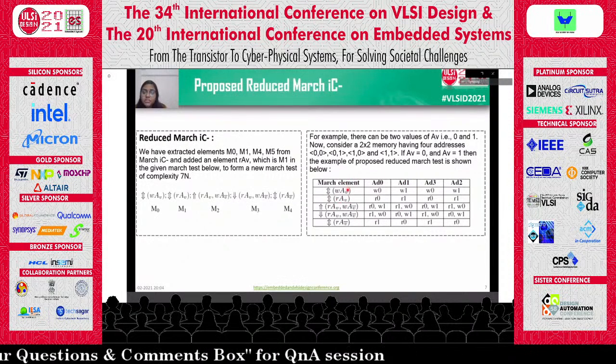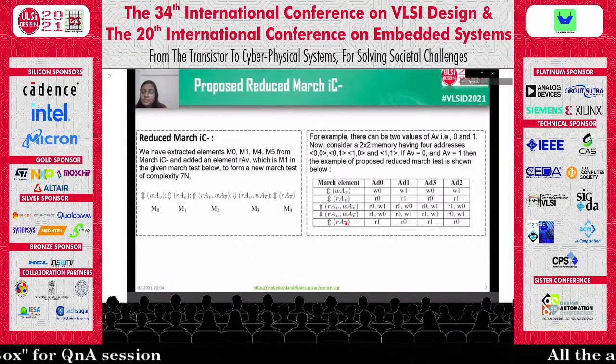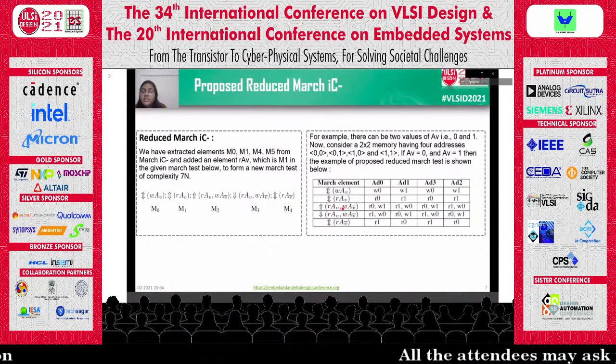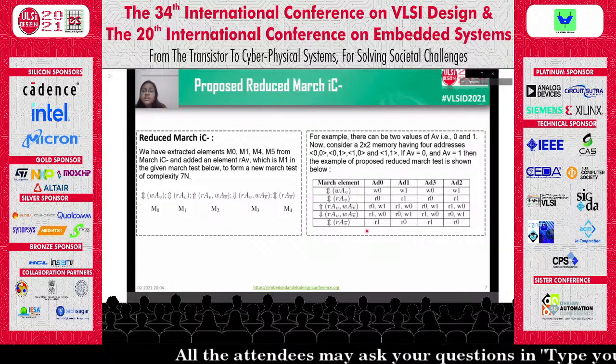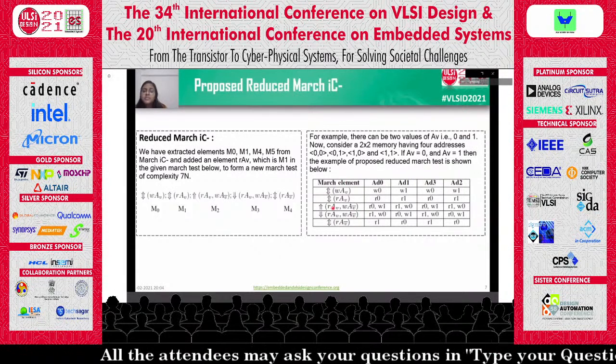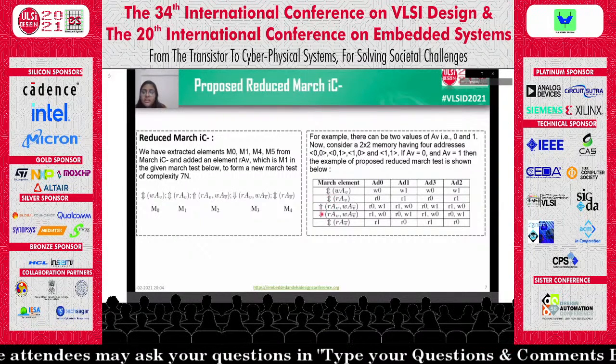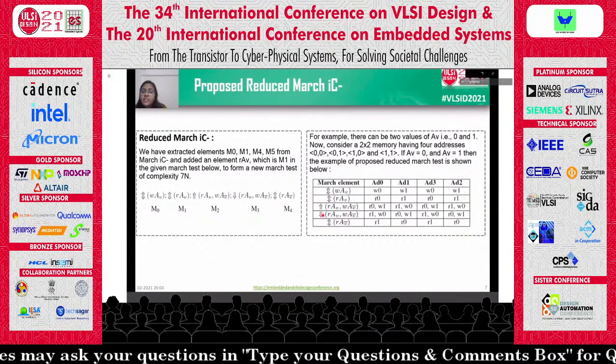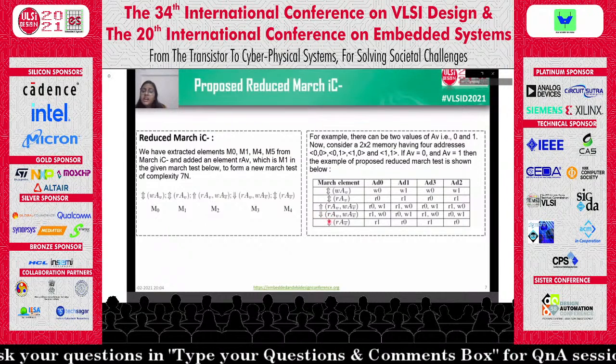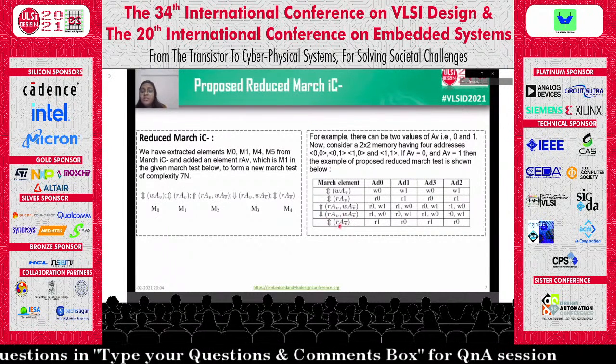So this is March element 0, this is March element 1, this is March element 2, this is March element 3, this is March element 4, and the value like read AB and write AB bar is called the March phase. So this is March phase 0 and March phase 1. These are the 5 elements which cover our reduced March IC minus test. Here we can apply write and read in any direction, here in upward direction, and this one in downward direction, and again the read AB bar will be in any direction.